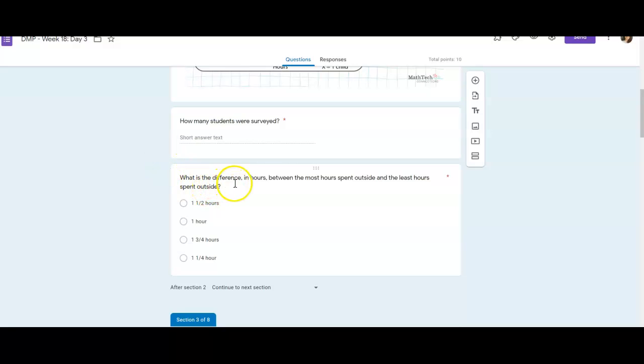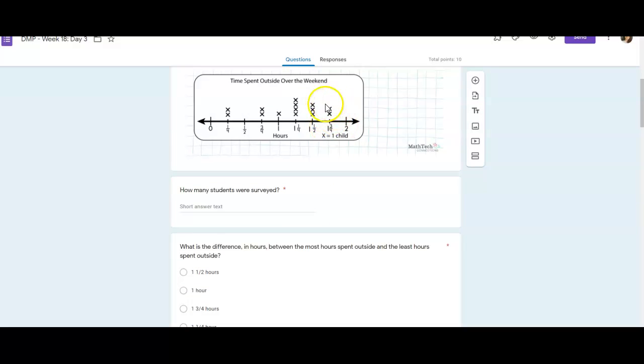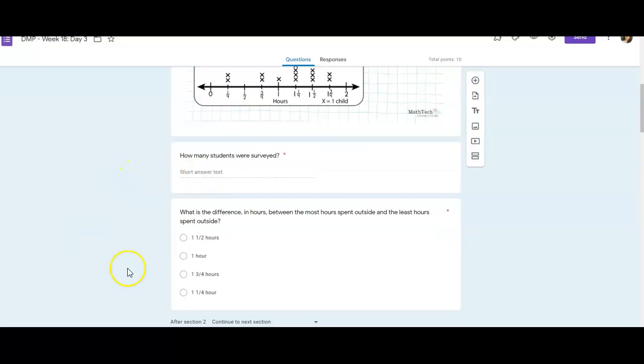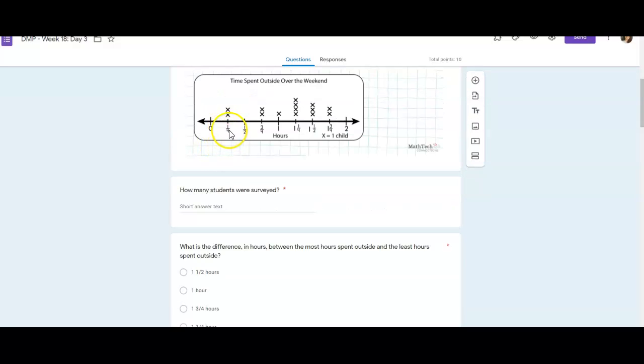Question 2, what is the difference in hours between the most hours spent outside and the least hours spent outside? The difference between the most hours spent outside over the weekend and the least amount of time. So the difference in time here. And remember, we say these as quarter hours. This is 15 minutes. This is 30. 45 minutes, 1 hour. 1 hour and 15 minutes, 1 hour and a half, 1 hour and 45 minutes, and then 2 hours.